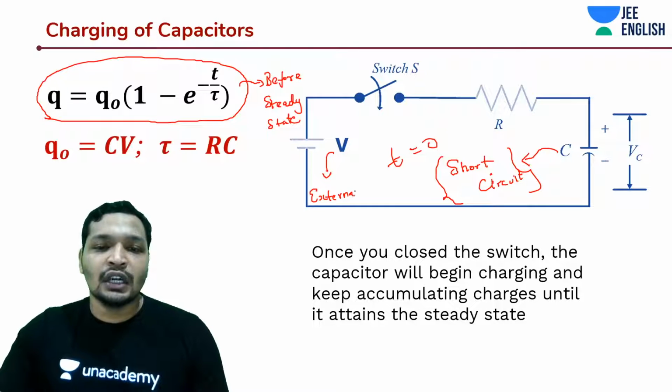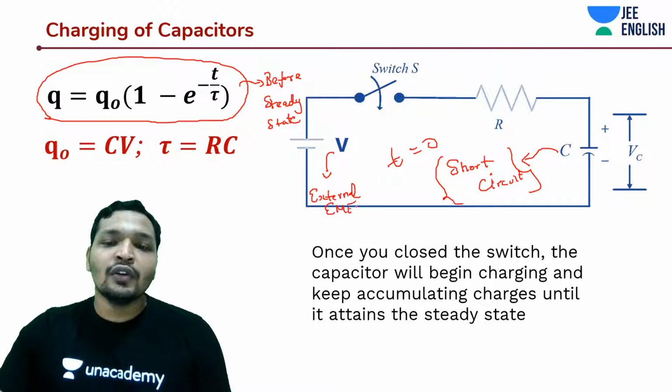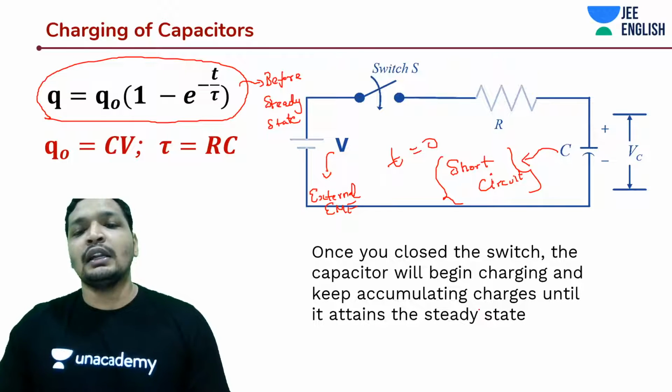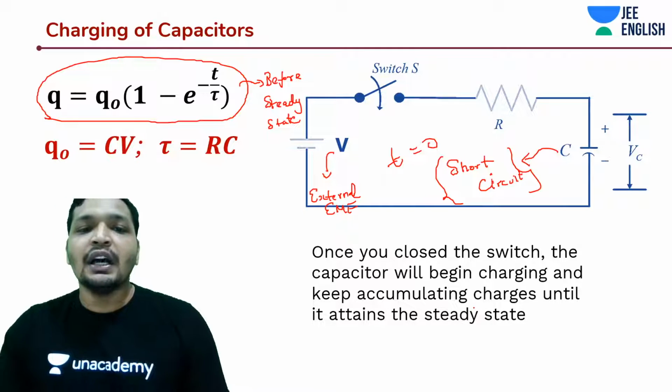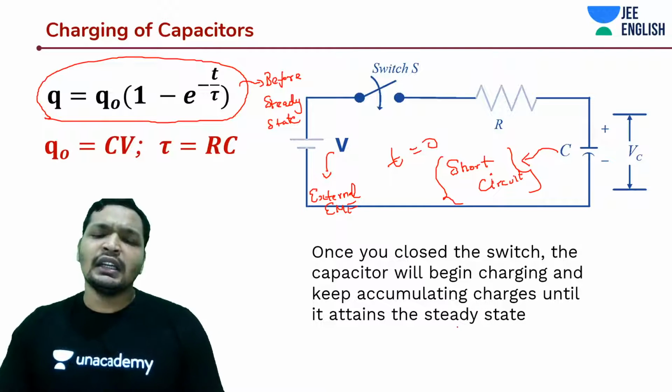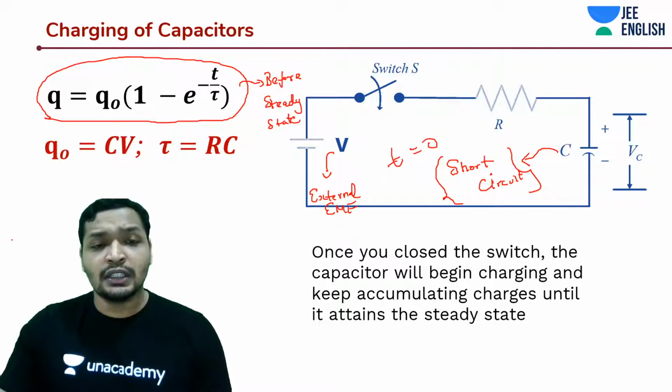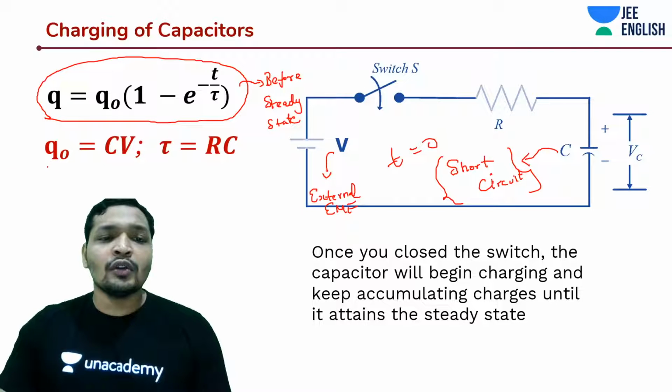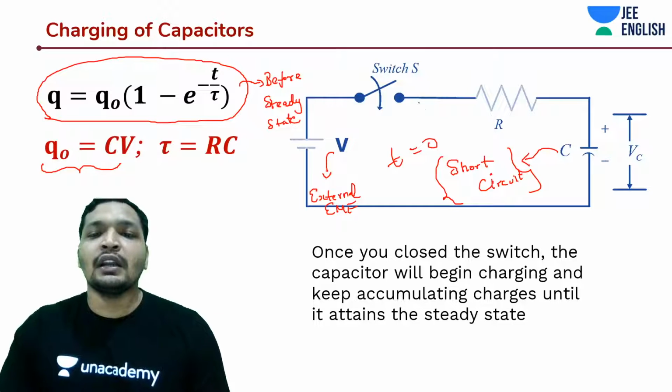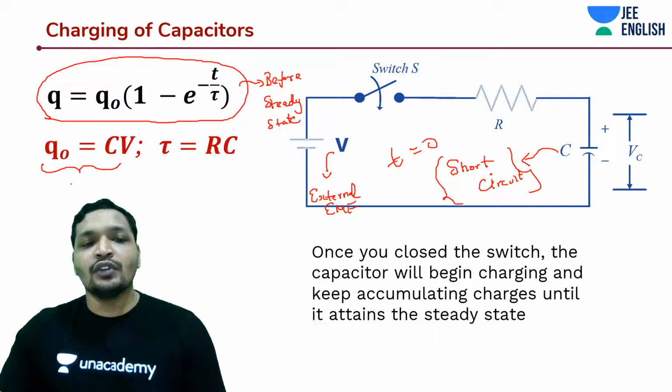Then you are going to start charging it, and once you have closed the switch, the charging will begin and the charge buildup will take place, and eventually it will attain near about steady state after 5 tau and 6 tau. And what is the Q0 over here? It's going to be the entire potential that would have been dropped across the capacitor if there wasn't any resistor, so it's going to be CE.